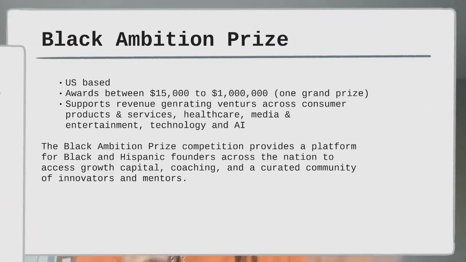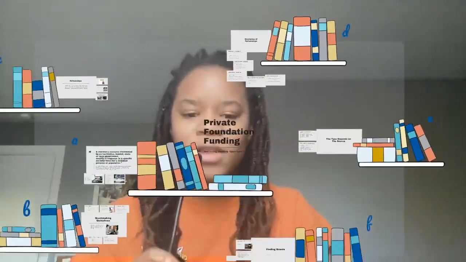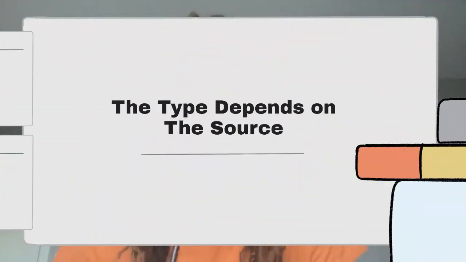This last one, US based, they award between $15,000 and $1 million. Now, the $1 million is just one grand prize. They will fund about 10 to 12-ish people, but only one of those people is going to get a $1 million check, okay? And they support revenue generating ventures across a range of areas, including products and services, healthcare, media, entertainment, and the such, okay? So let's really speed through the conclusion of this.